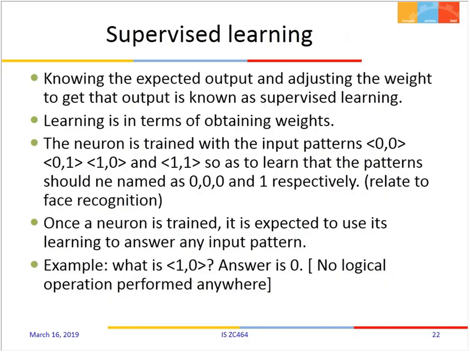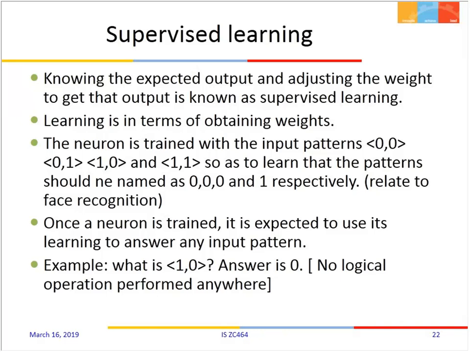So this is all about supervised learning using a neural network. Here we know the expected output and we adjust the weights to get that output. And this is the supervised learning process. Learning is in terms of obtaining weights. Okay.